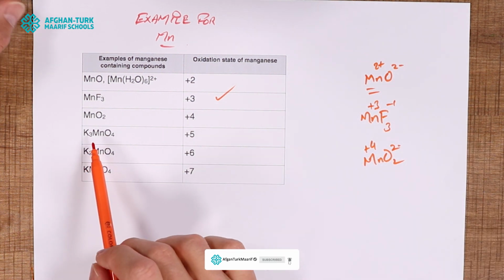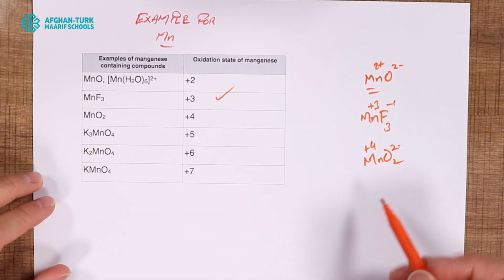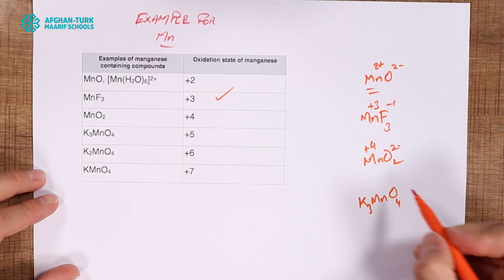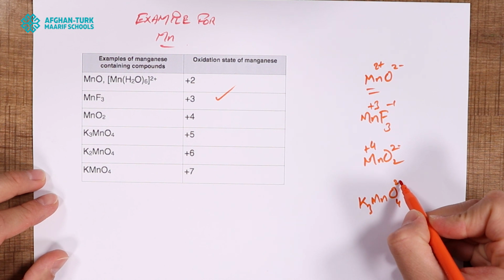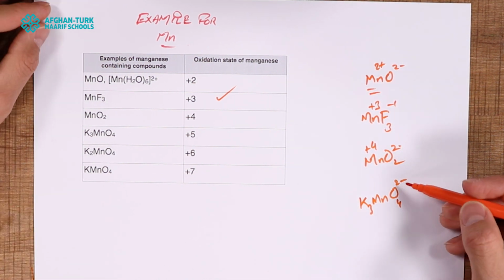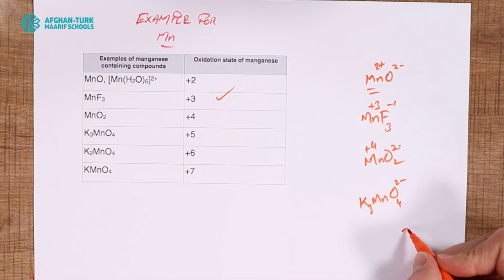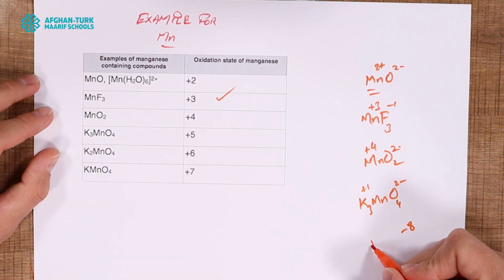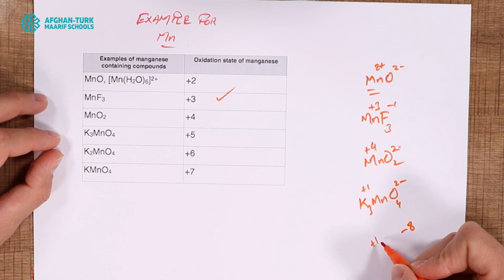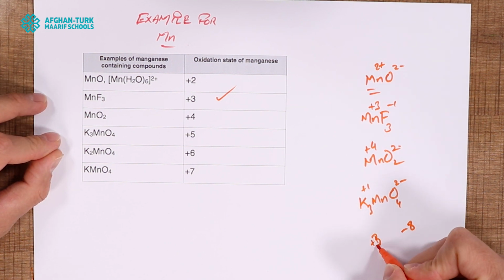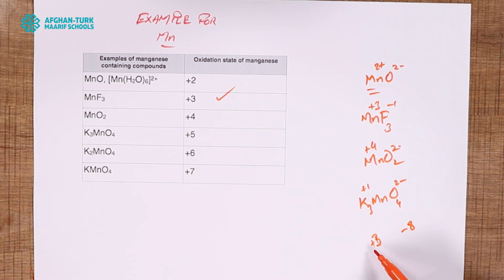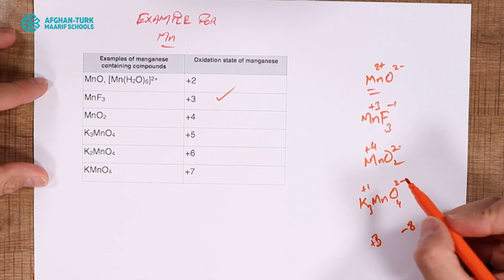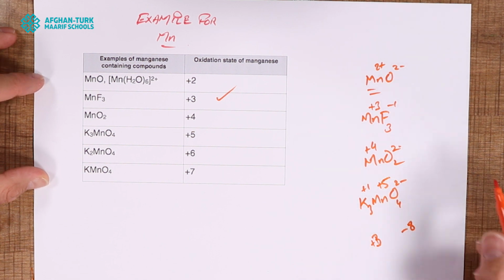And when we have a look at this one, for potassium, K3MnO4, oxygen is always minus 2. So minus 2 times 4 will become minus 8. And potassium is always plus 1, so plus 1 times 3 will make plus 3. Minus 8 and plus 3 makes minus 5. So over here, the oxidation number of manganese will be plus 5.